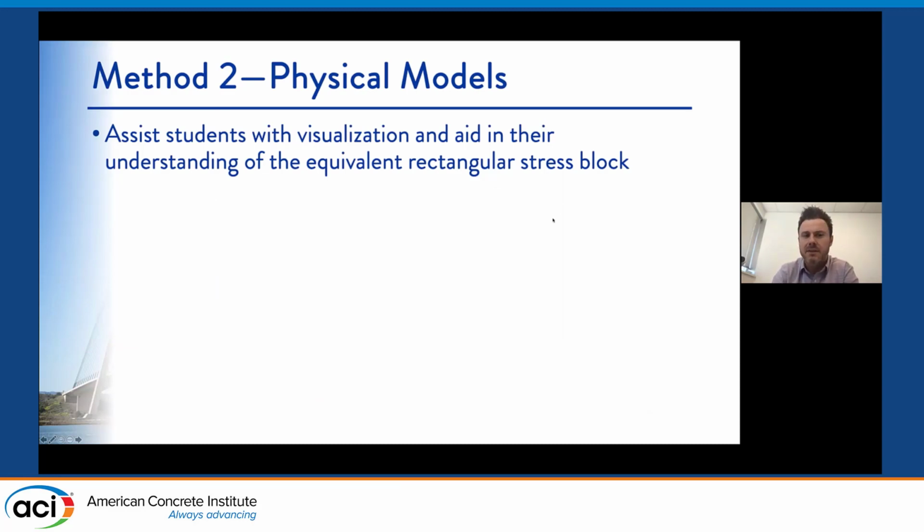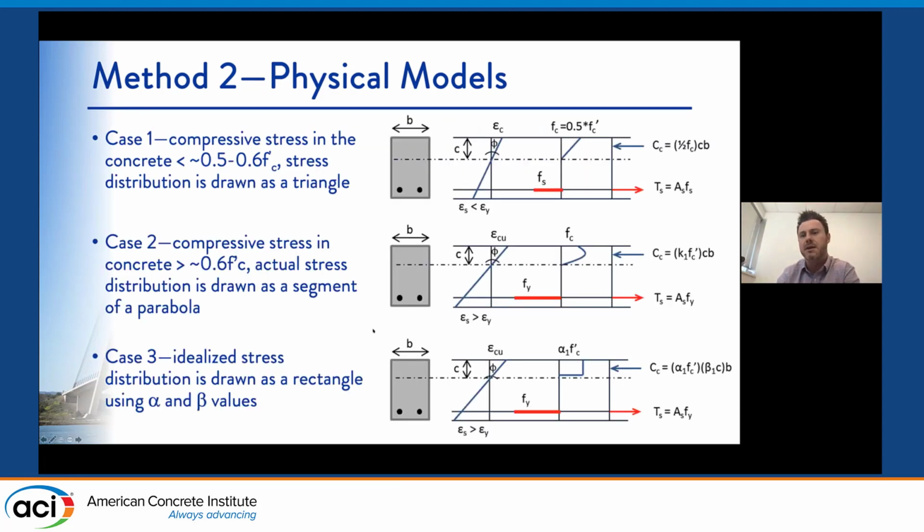The objective of this is to assist students with visualization and aid in their understanding of the equivalent rectangular stress block. If you look at the progression of strains and stresses as a beam is loaded, case 1, for example, the compressive stress in the concrete is less than about half of f'c. We assume that everything remains linear elastic at that point. And so you have a triangular distribution for the concrete stress.